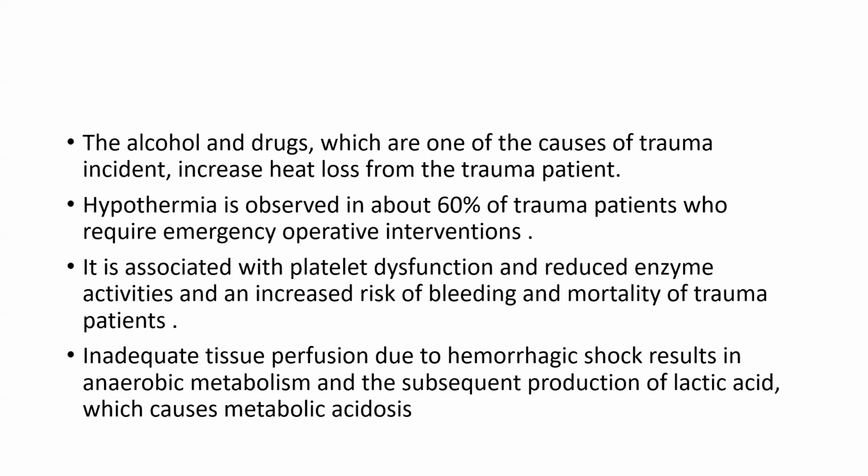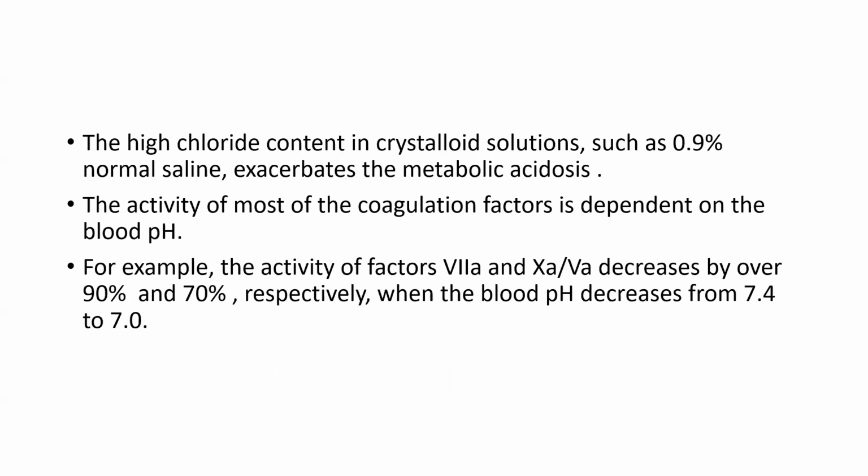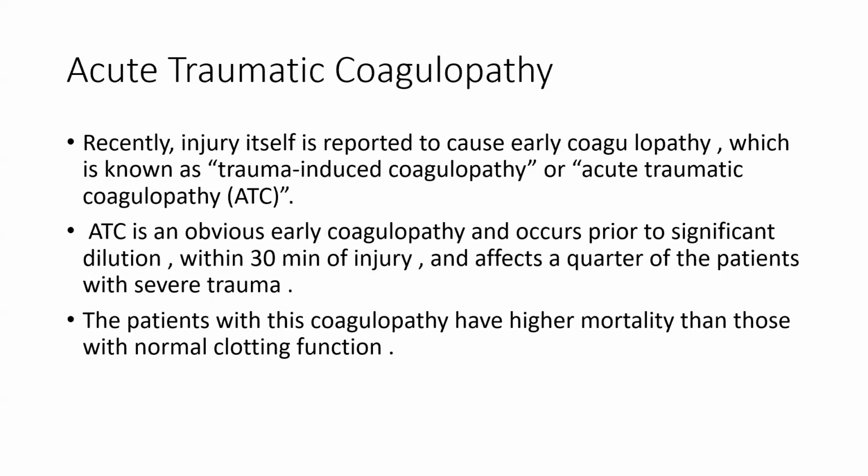Inadequate tissue perfusion due to hemorrhagic shock results in anaerobic metabolism and the subsequent production of lactic acid, which causes metabolic acidosis. The high chloride content in crystalloid solutions, such as 0.9% normal saline, exacerbates the metabolic acidosis. The activity of most coagulation factors depends on the blood pH. For example, the activity of factors 7A, 10A, and 5A decreases by over 90% to 70% respectively when blood pH decreases from 7.4 to 7.